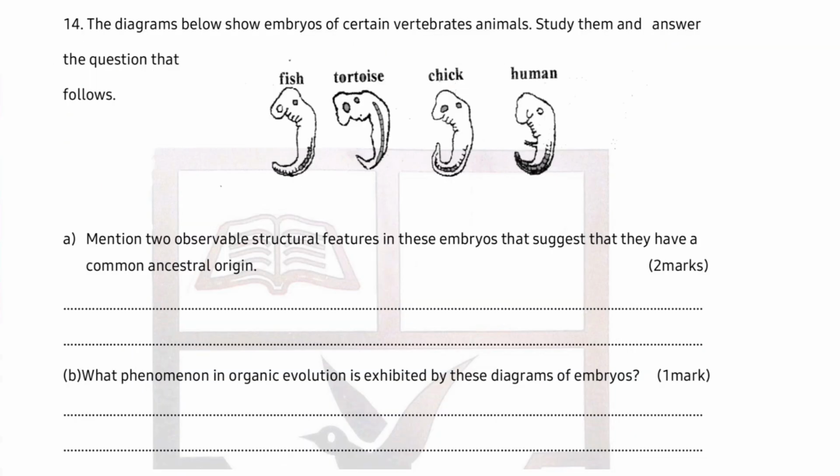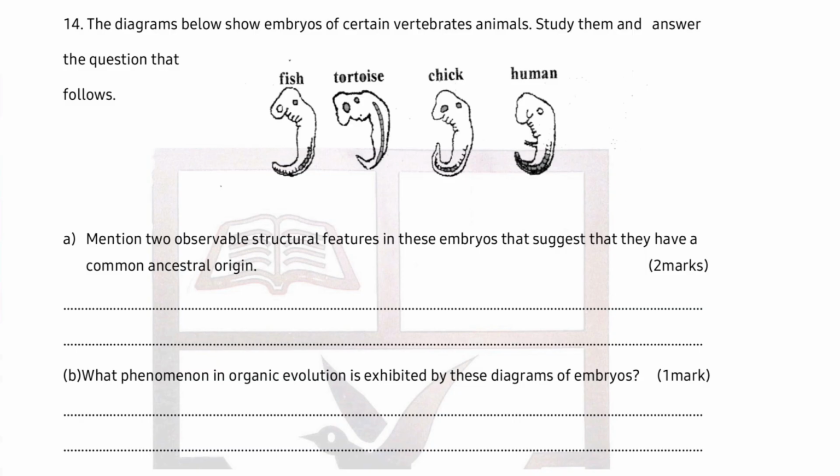Question number 14. The diagrams below show embryos of certain vertebrate animals. Study them and answer the questions that follow. So we have the embryo of a fish, a tortoise, a chick, and a human. Essentially all these 4 belong to the same phylum, and that is phylum Chordata. This is where the vertebrates are. Part A. Mention 2 observable structural features in these embryos that suggest that they have a common ancestral origin.